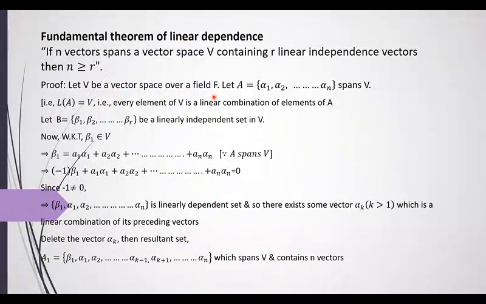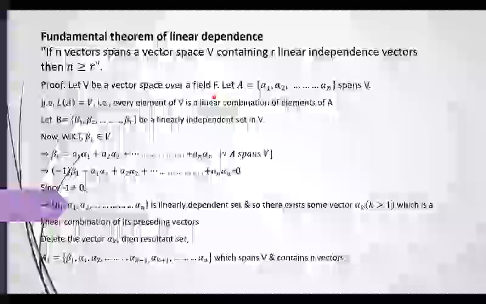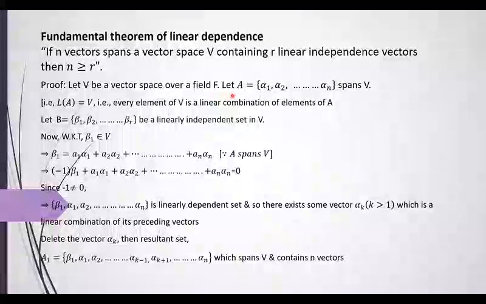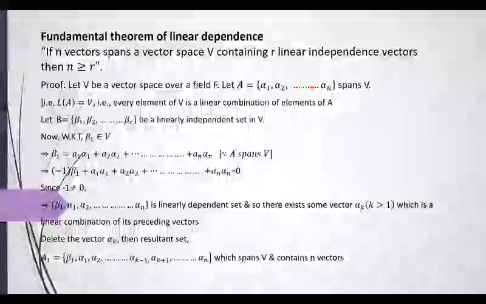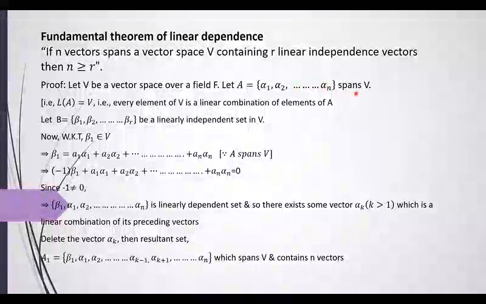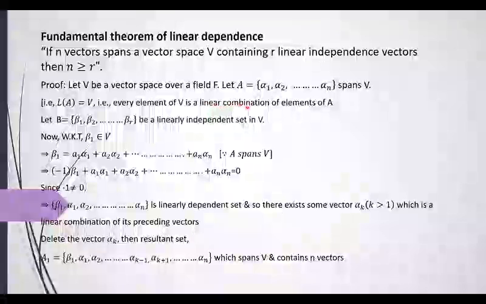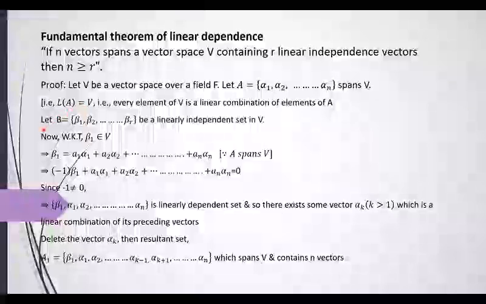The proof is like this. Let V be a vector space over the field F. We are considering V(F) as the vector space over the field F. Let A equal the set containing n vectors alpha 1, alpha 2, up to alpha n, which spans V. Which spans V means what? Every element of V is a linear combination of elements of A. That is, L(A) is equal to V. A spans V means L(A) is equal to V.